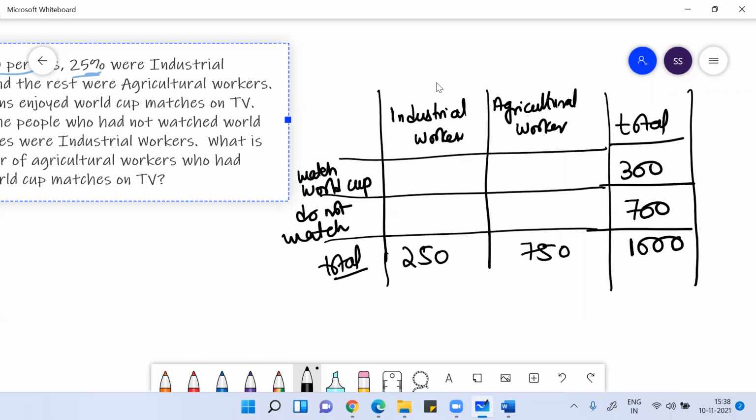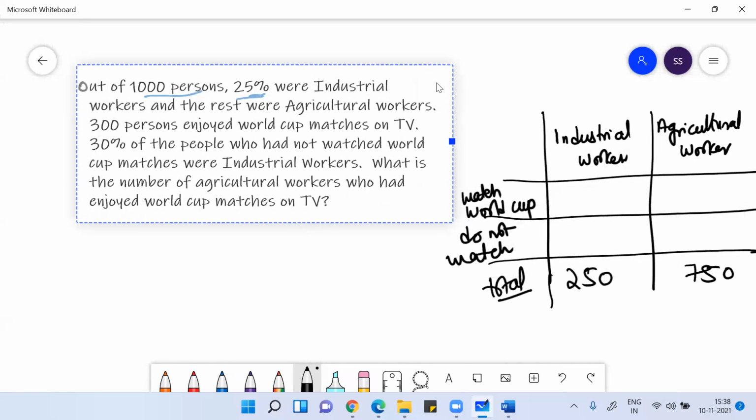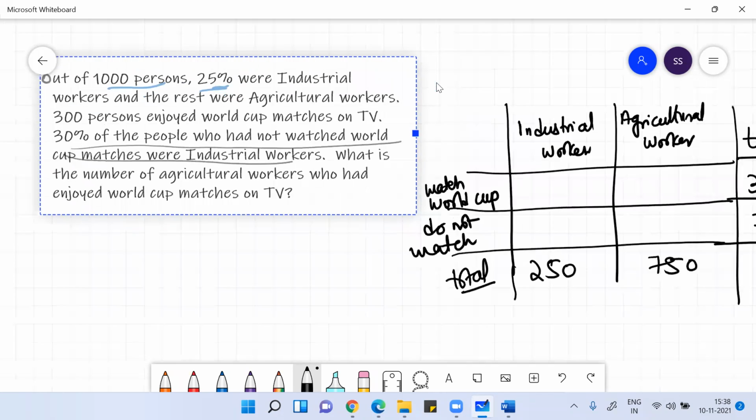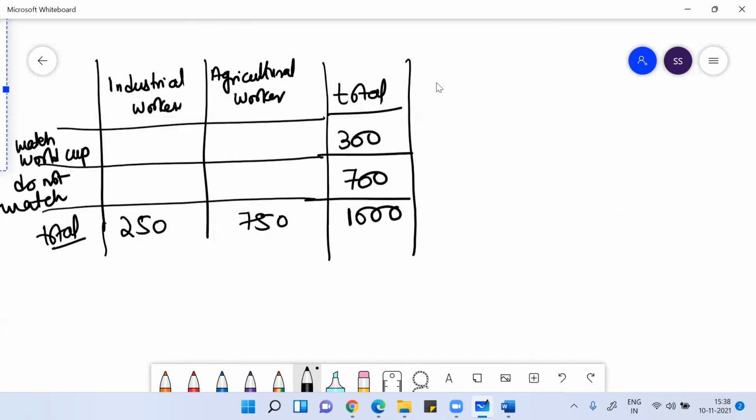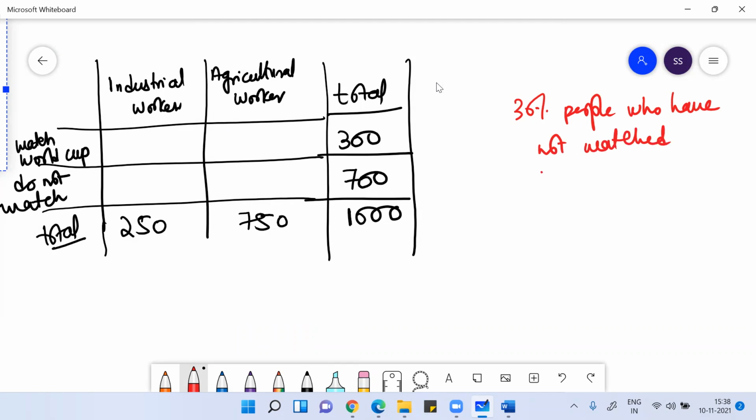Clear everyone? Total you have 1,000 people. Okay. Then what is given? 30% of the people who have not watched World Cup match were industrial workers. So 30% of the people who have not watched World Cup match.